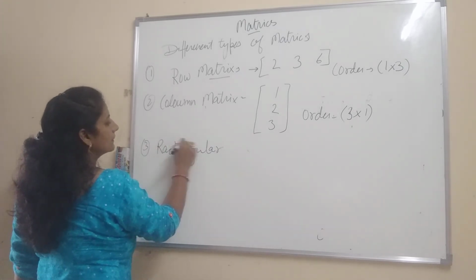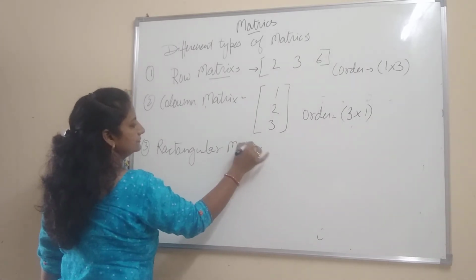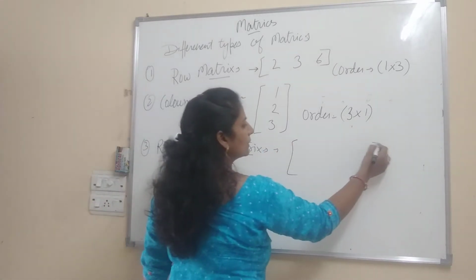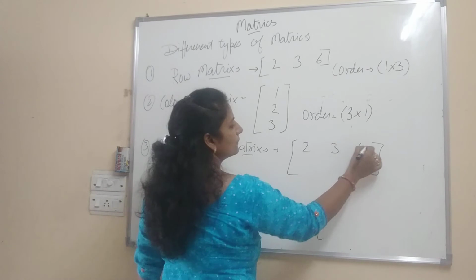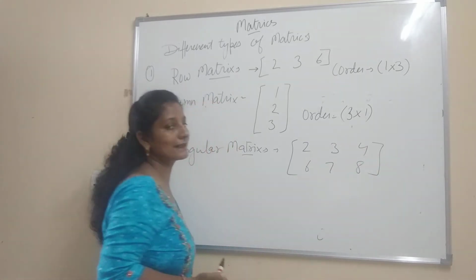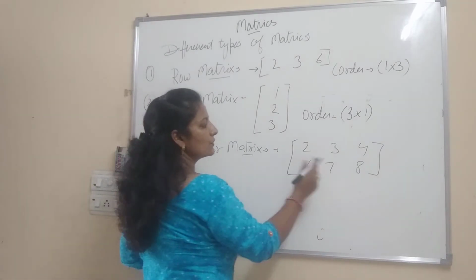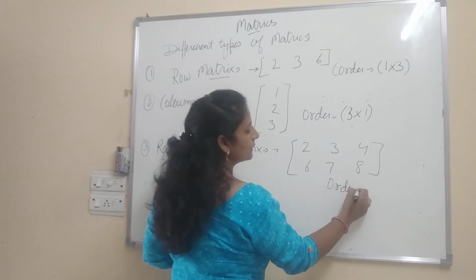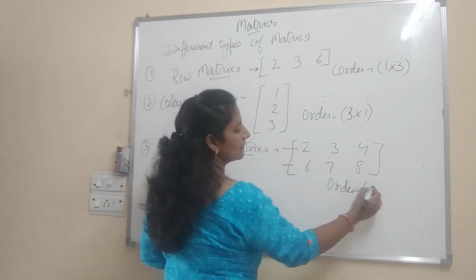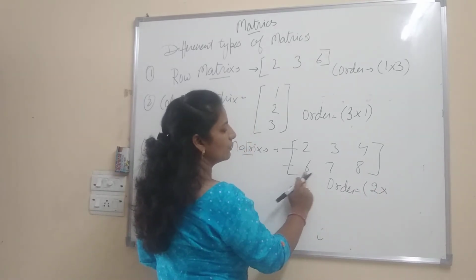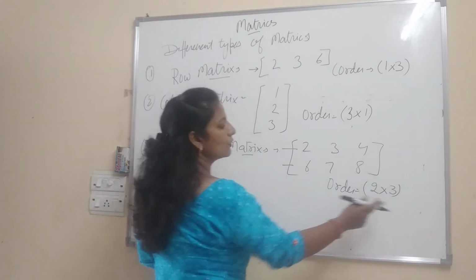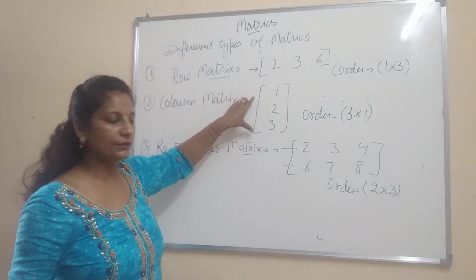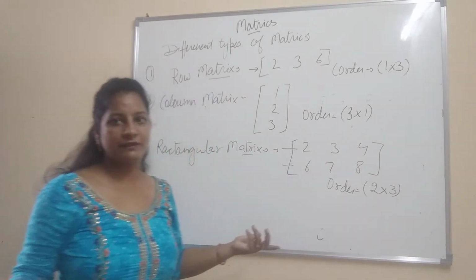Rectangular matrix. As we had drawn earlier, 2, 3, 4, 6, 7, 8. This is a rectangular matrix, when the number of rows and columns are not equal. In this, how many rows are there? There are 2 rows. How many columns? 1, 2, 3. There are 3 columns. So the order is 2 into 3. This is also a rectangular matrix.